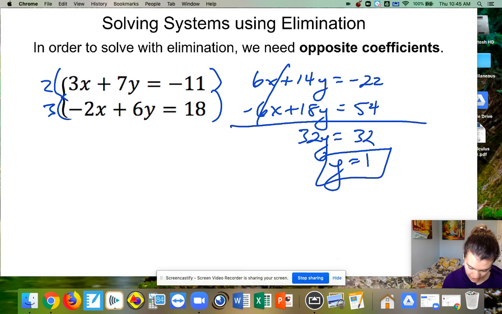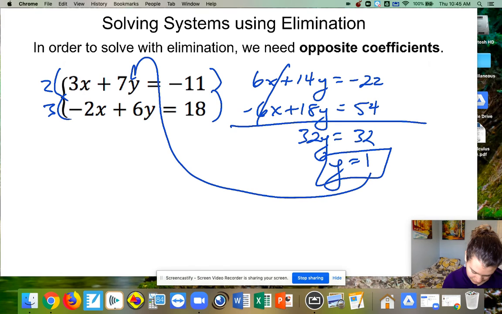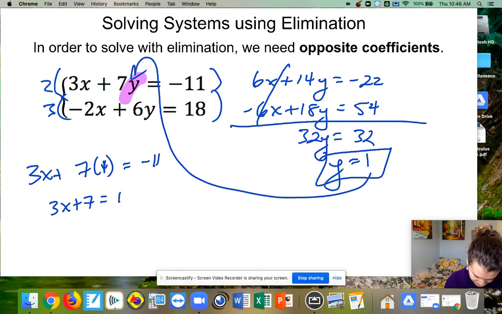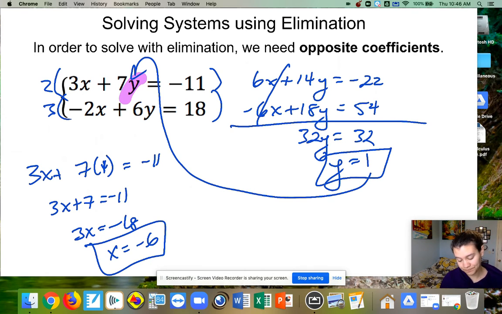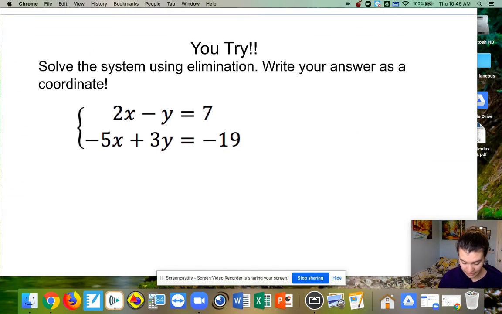Then take that y and plug it back into one of these. So let's plug it back into here and solve for x. So 3x plus 7 times 1 equals -11. That's a 1 right there. So 3x plus 7 equals -11. 3x equals -18. x is going to equal -6. So now you try one.